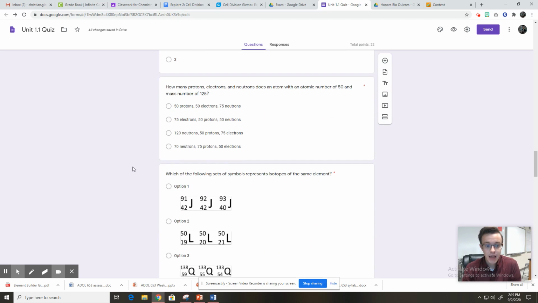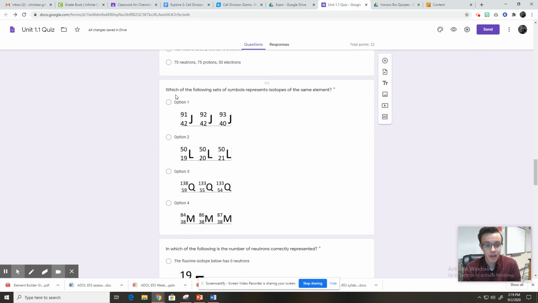Next question. How many protons, electrons, and neutrons does an atom have with an atomic number of 50 and a mass number of 125? Is it 50 protons, 50 electrons, and 75 neutrons? Is it 75 electrons, 50 protons, and 50 neutrons? Is it 120 neutrons, 50 protons, and 75 electrons? Or is it 70 neutrons, 75 protons, and 50 electrons?